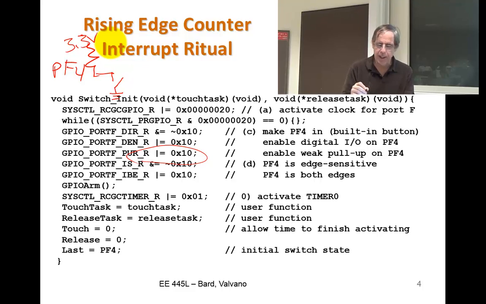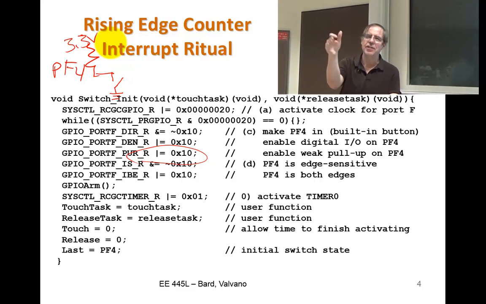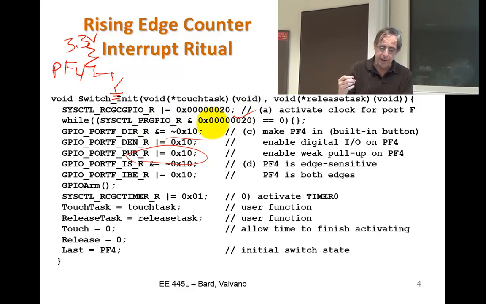So this input is high if the switch is not pressed. It's 0 if the switch is pressed. So we turned on its clock. That's port F. It's an input, so we cleared the direction register. We want to enable it.